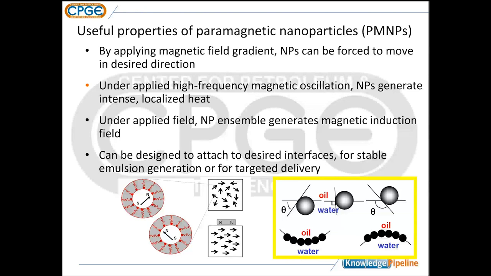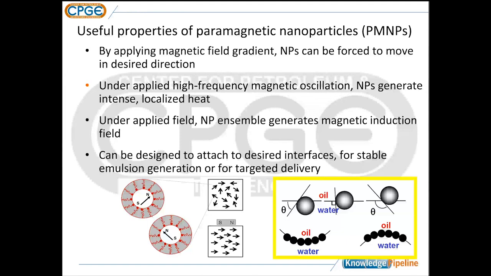Then why are magnetic nanoparticles, or more precisely, paramagnetic nanoparticles, so fascinating? Before I get into that, I need to explain what paramagnetic means. Simply put, the metal oxide, especially iron oxide magnetite nanoparticles, become tiny magnets only when they are subjected to an external magnetic field, and otherwise they don't show any magnetic behavior at all.